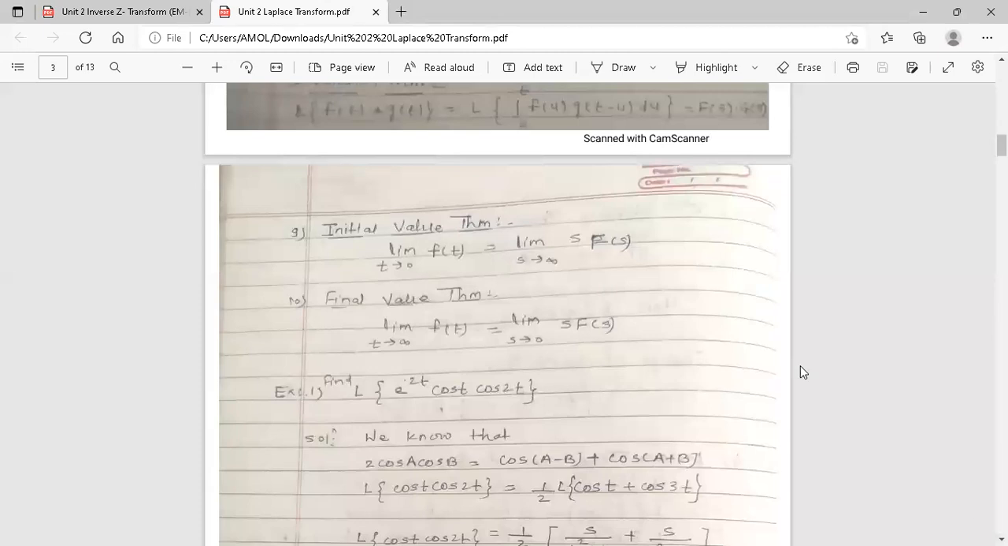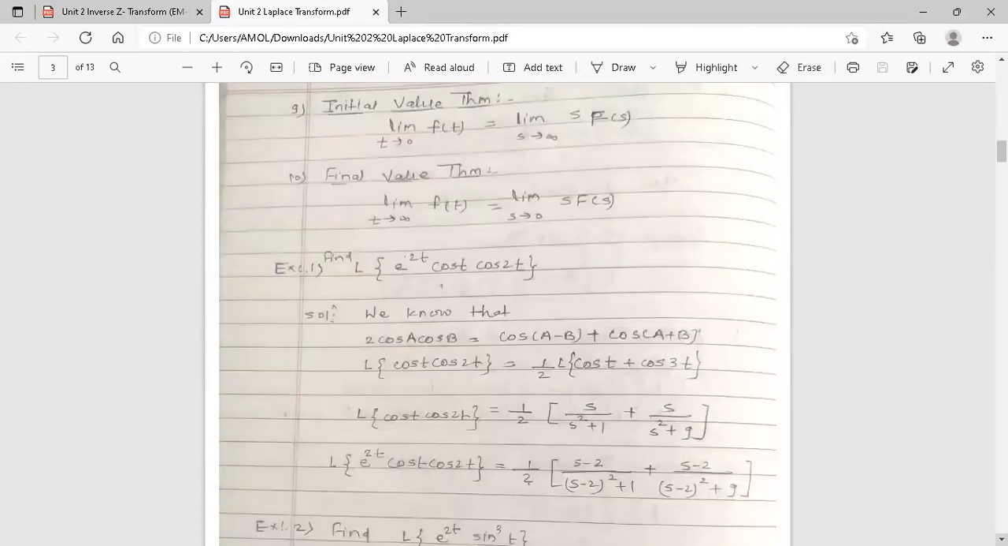Then initial value theorem. Limit of f of t as t tends to 0 is equal to limit of s into f of s as s tends to infinity. This is the initial value theorem. Then final value theorem. Limit of f of t as t tends to infinity is equal to limit of s into f of s as s tends to 0. This is the final value theorem. So these are the properties of Laplace transform.